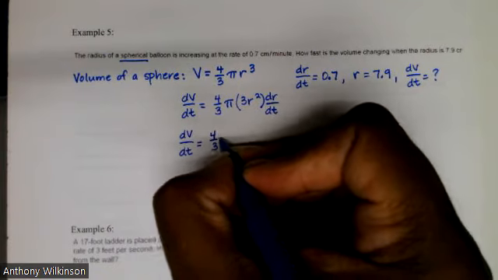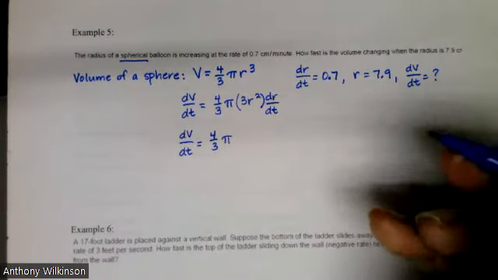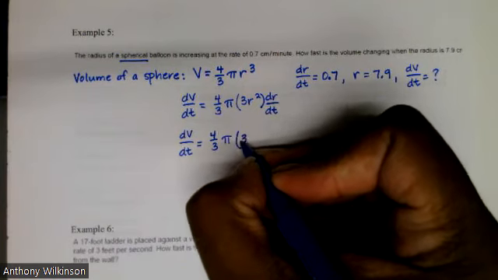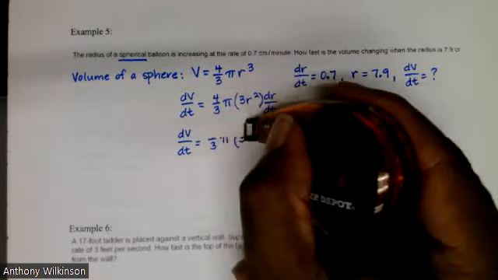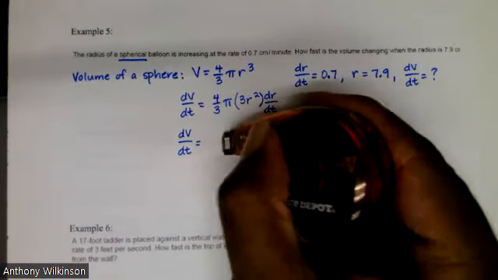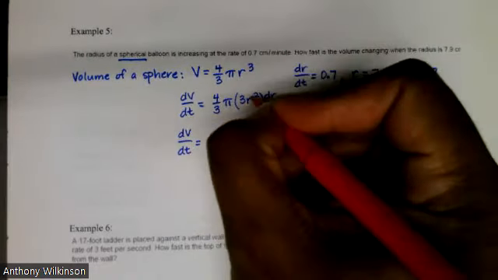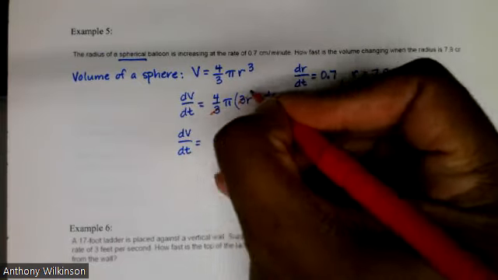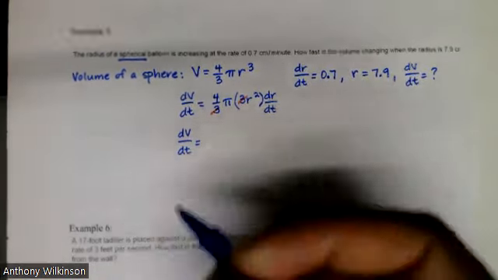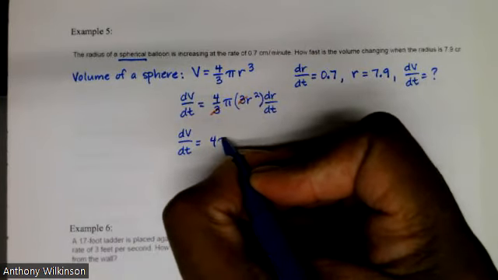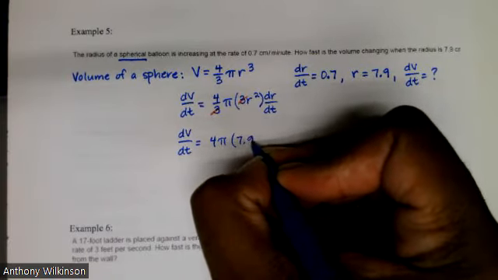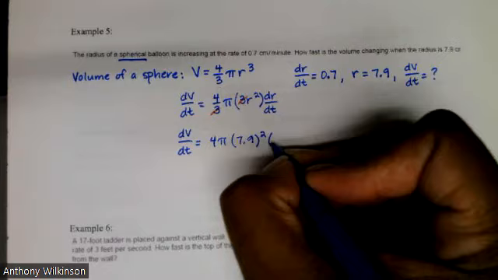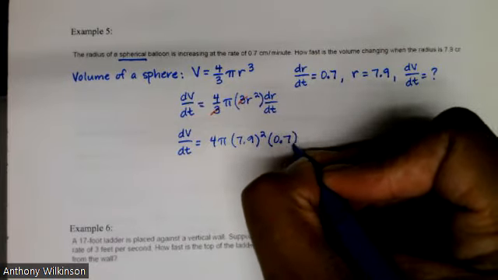And that's going to equal 4/3 pi, and the radius is 7.9. Actually, let's simplify this just a bit, because I've got 3 times 4/3. Those threes divide out. So I can write that as 4 pi times the radius, in this case 7.9, squared, times dr/dt, which is 0.7.